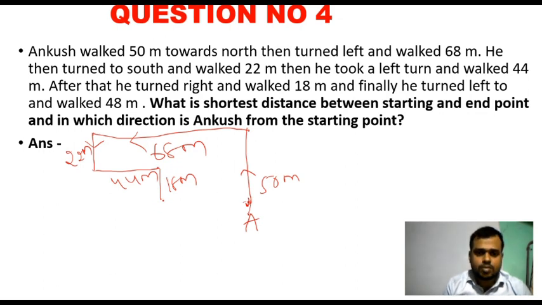And he finally turned to the left and walked 45 meters. Now finally turned to the left and 48 meters. Suppose in this direction he moves 48 meters. Suppose this is 48 meters total.